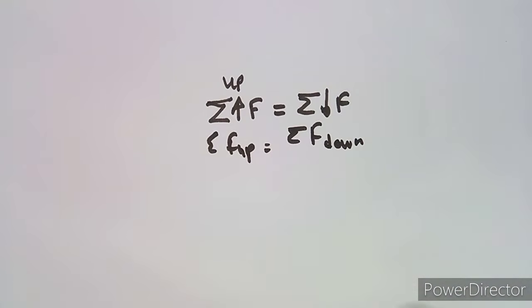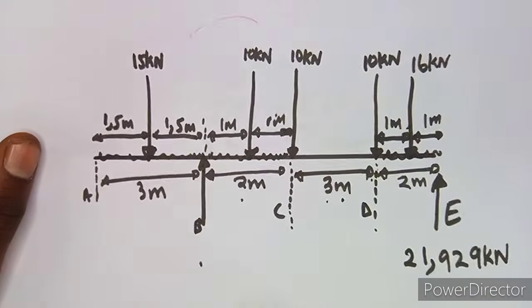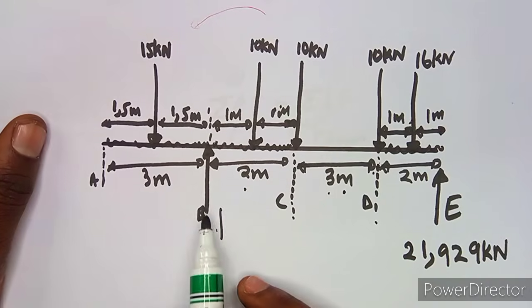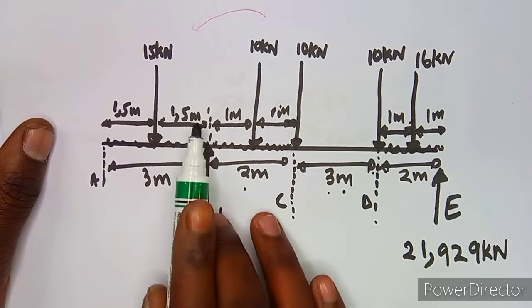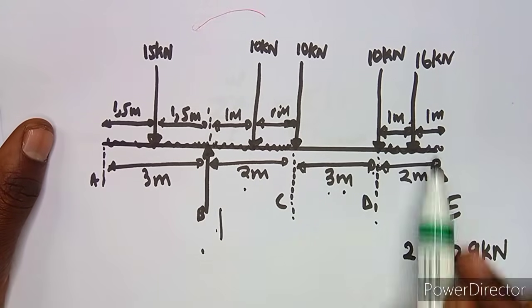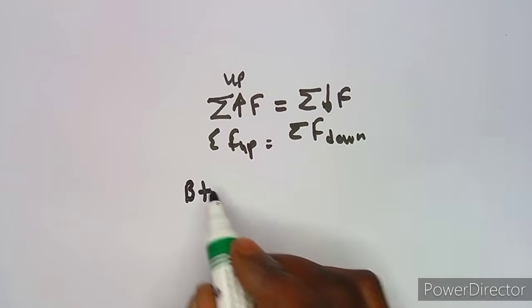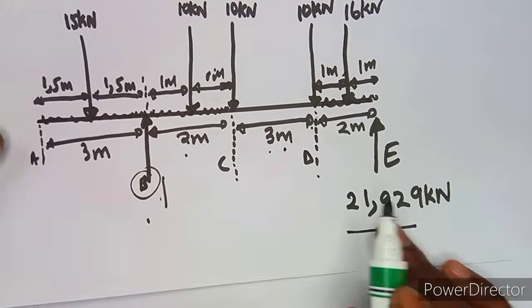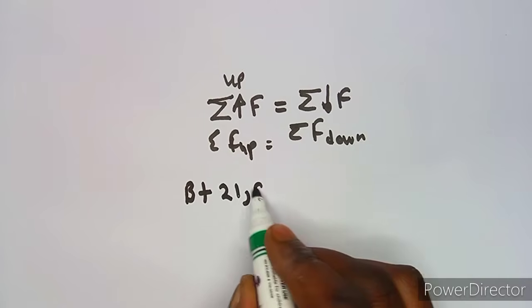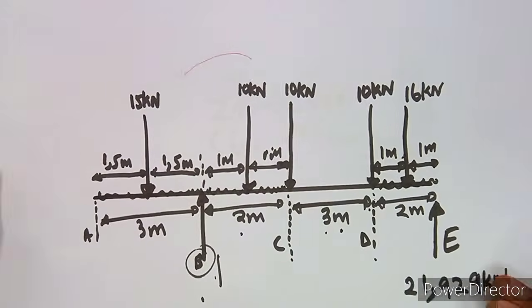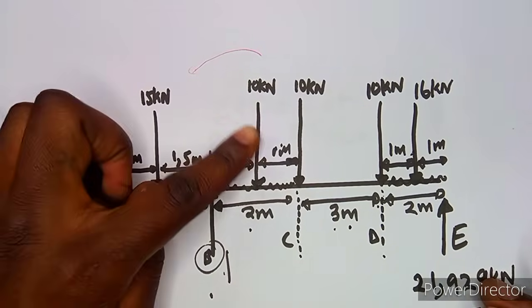It's fine. Also, you can write in short. Okay, so F up, these are the ones which are going upwards, the ones that are pointing upwards. Okay, so it's B which is pointing upwards, this B and this E, these are the ones which are pointing upwards, so it's B plus E. All right, so we've got B plus E. We already have E, which is 21,929. So we're going to have 21,929 like this, which is equal to F down. Okay, which are the ones that are going downwards? This one is going downwards, this one is going downwards.